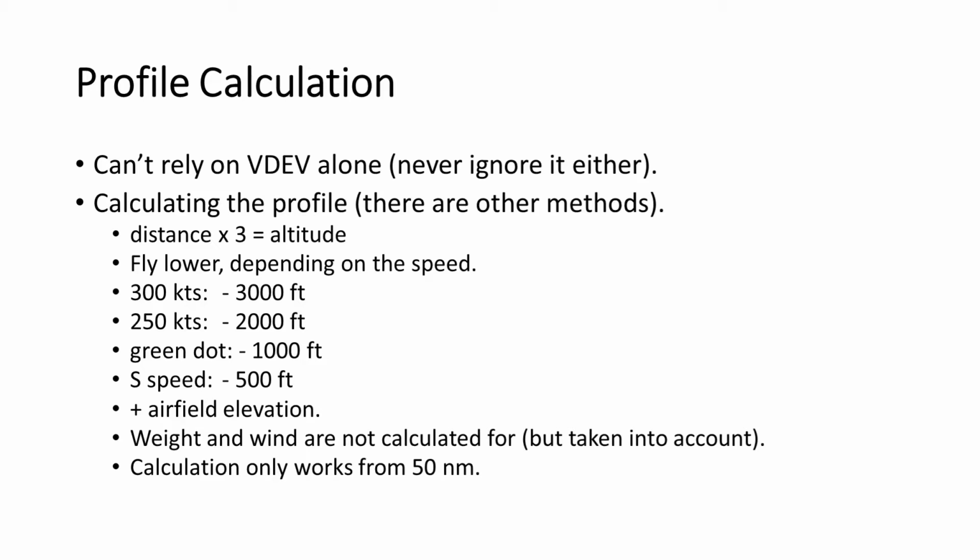If you are 500 feet high, for example, at 30 miles and you have a 20 knots tailwind, the situation will definitely not solve itself and you should apply some speed brake, but we'll get back to that later. Also important to remember that this calculation, as shown here, only works from 50 miles. If you are further than that, then it will look like you are above profile, but in fact you are not.